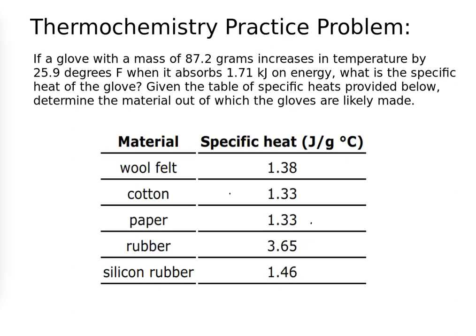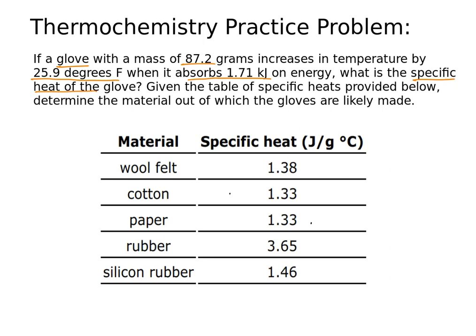Hi guys, in this problem we are going to work through a thermochemistry practice problem that draws together a lot of the key concepts that we've been talking about thus far. So in this problem we're given a glove and we're given the mass of that glove and a temperature change that's associated with the absorption of a certain amount of energy. And we are asked to determine what the specific heat is of that glove.